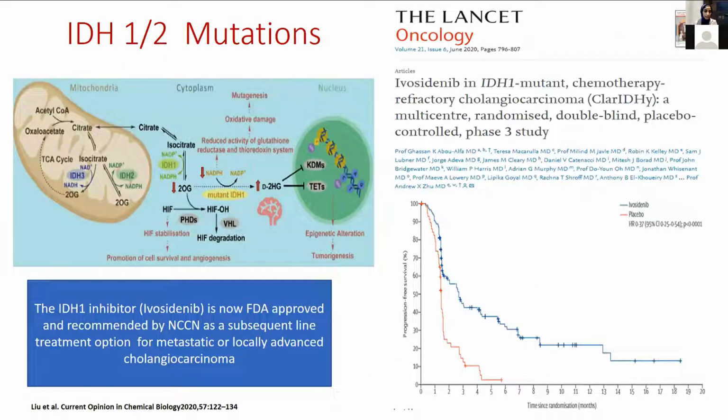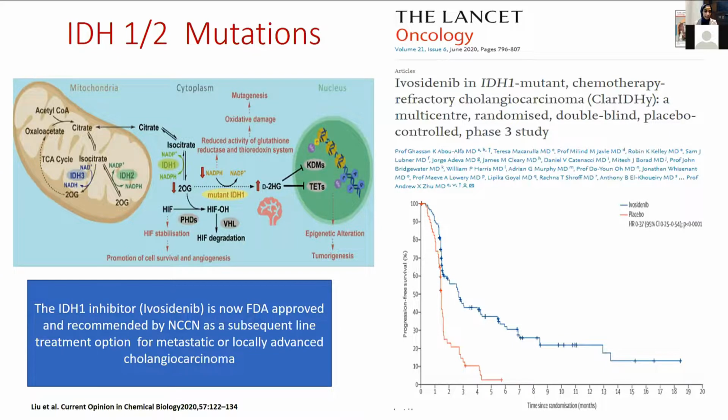So I mentioned that these mutations are exciting from a targeted therapy perspective. IDH1 and 2 mutation has been targeted by the IDH1 inhibitor ivosidenib, and ivosidenib-treated cholangiocarcinoma has been shown in trials to display better progression-free survival in comparison to the placebo group. So the IDH1 inhibitor is currently FDA approved and recommended by NCCN as a subsequent line treatment option for metastatic or locally advanced cholangiocarcinoma. So in this setting, you would want to test for IDH1 and 2 to select patients for this therapy.